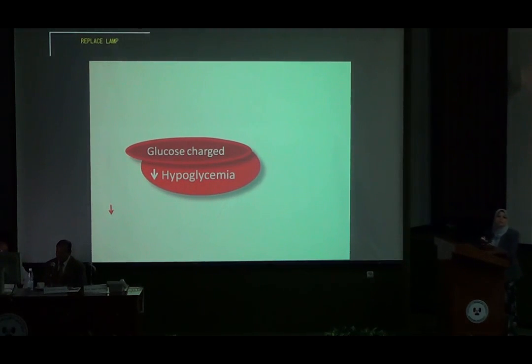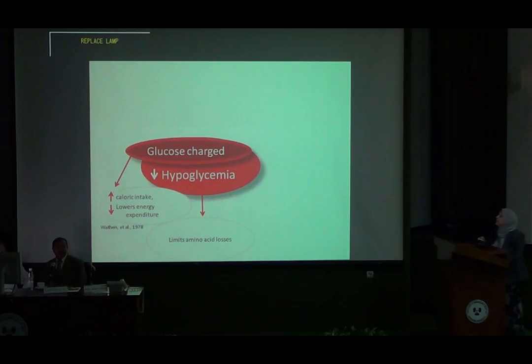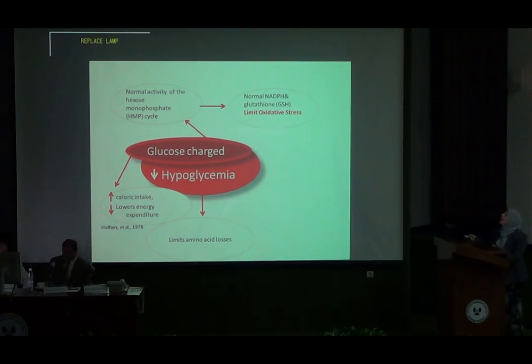In glucose charged dialysate, we have less prominent hypoglycemia, so it limits the amino acid loss. Second, caloric intake increases and energy expenditure is lower. On the other side, it normalizes the activity of the HMP shunt, and this will help to limit the oxidative stress. But the concern about it is that it may be pro-inflammatory.